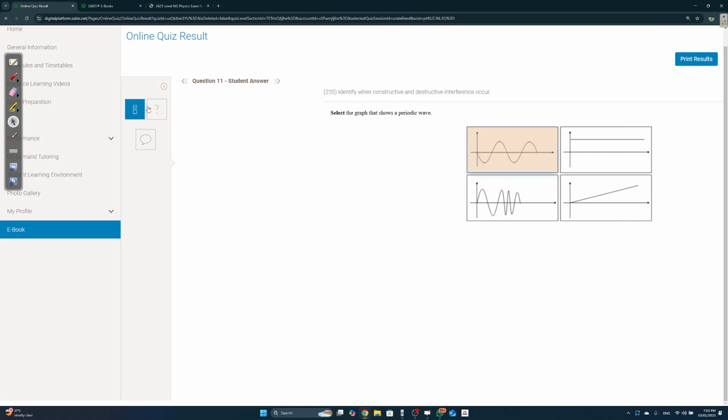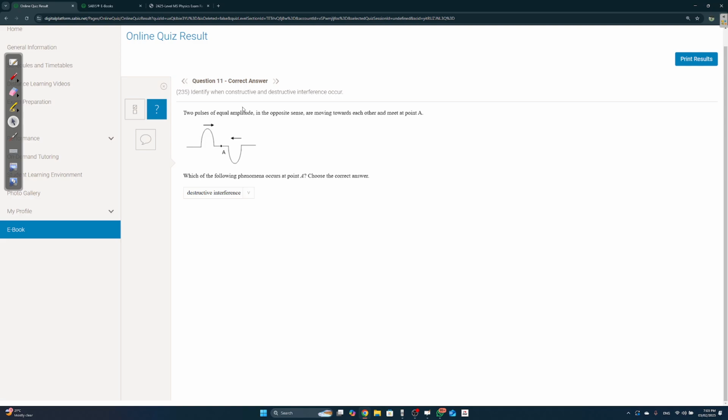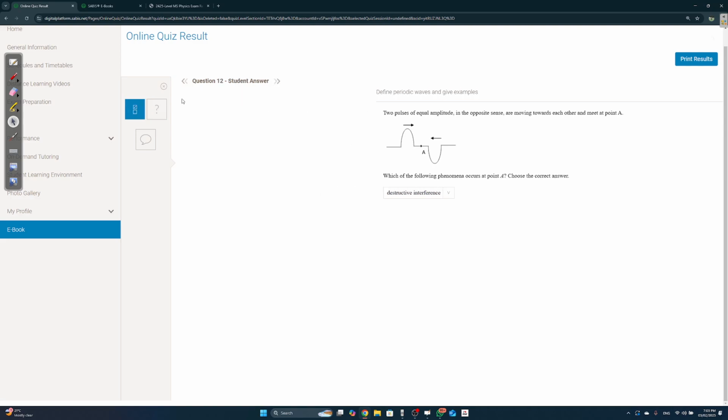Question 12, it's constructive if they're both upright, or both inverted. If one is upright and one is inverted, it's going to cancel.